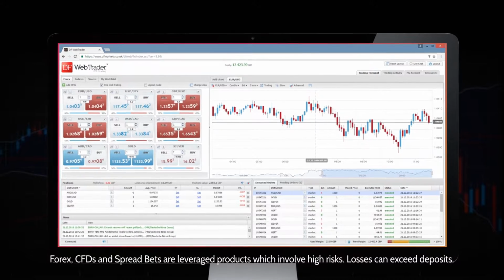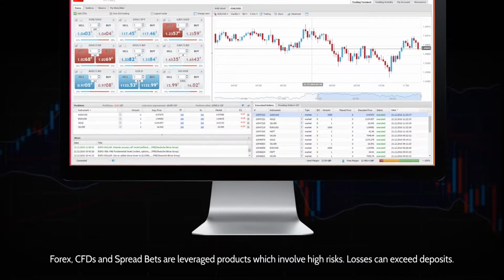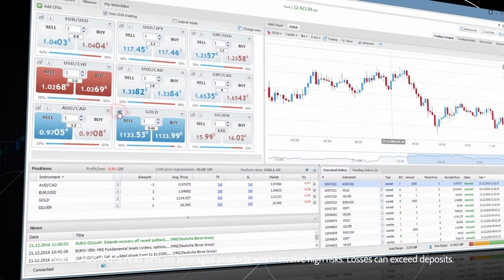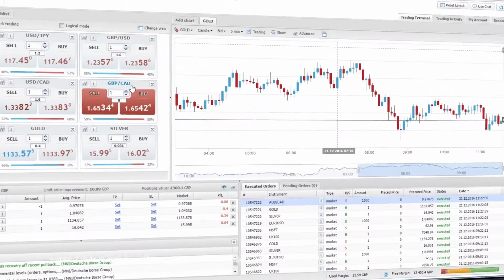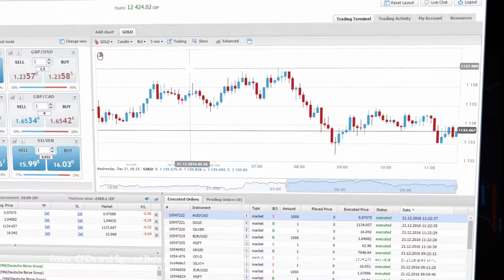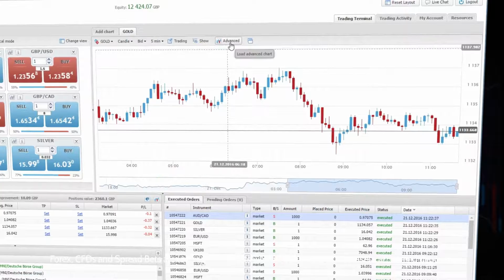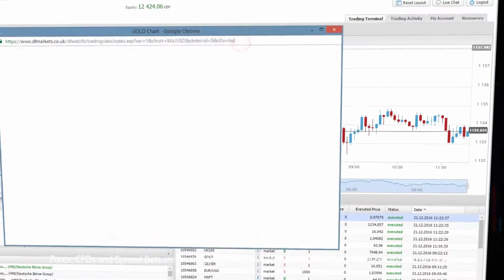In order to open the chart for the selected market, you have to click the Add Chart icon in the instrument list or the price window. The platform's chart module shows price changes, market fluctuations, and price history, and will be your primary focus when trading or performing technical analysis.